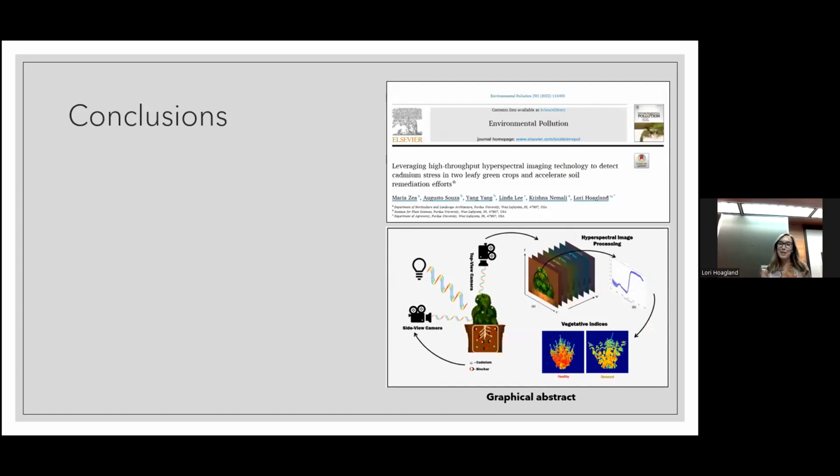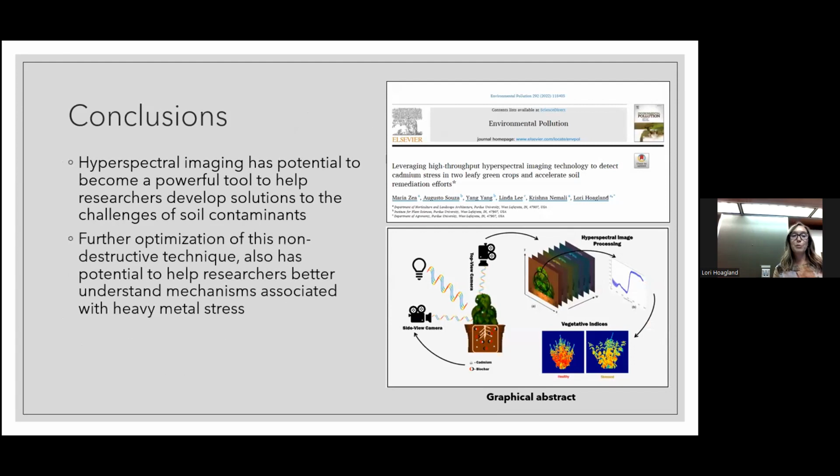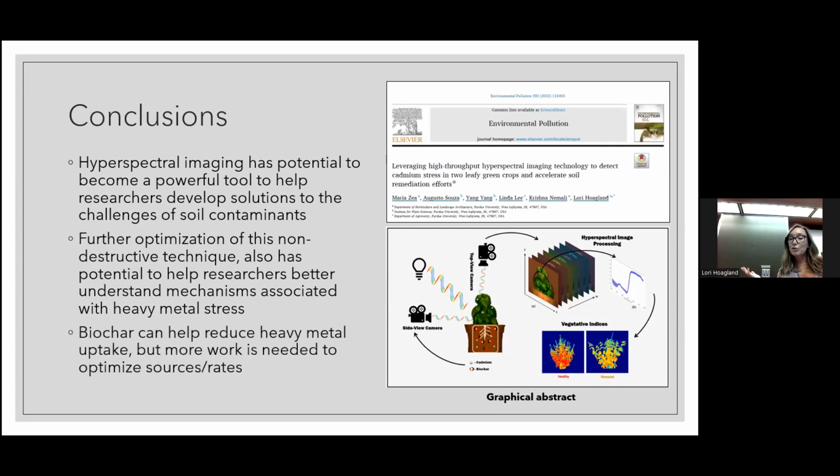So in summary, we think that hyperspectral imaging can become a powerful tool to help researchers like our lab to develop new ways to deal with heavy metal contaminants. And we think with further optimization too, it could help us start to learn more about plant stress responses and these interactions with soil that are occurring. And that biochar has potential, but we certainly need more work to optimize that. And so if you want to learn more about this study, you can go to this paper that Maria published earlier this year in Environmental Pollution.